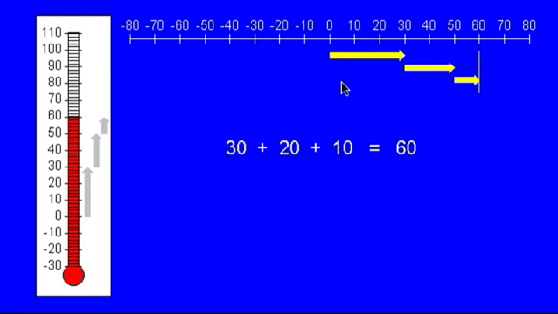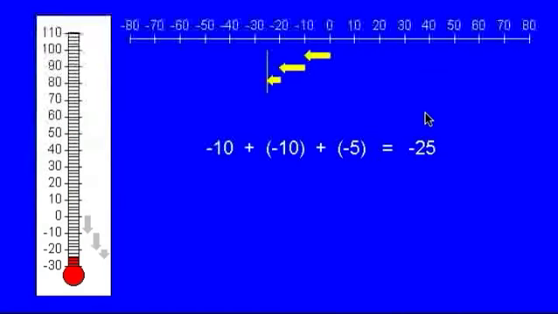You already know how to add positive numbers. So if the temperature goes up 30 degrees by noon, up another 20 degrees by 6 p.m., and then another 10 degrees by 7 p.m., then the temperature is 60 degrees. Or it could be money that you earn on Monday, Tuesday, and Wednesday. You just add the values.